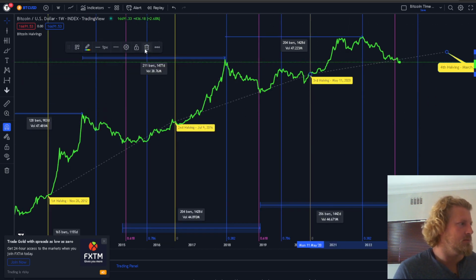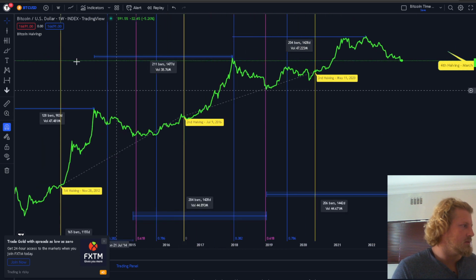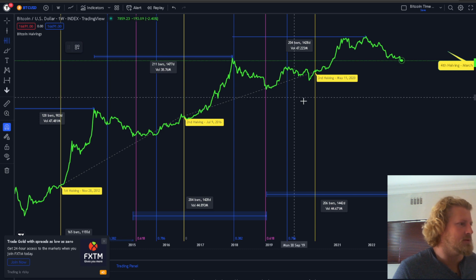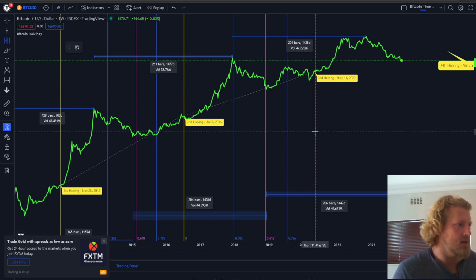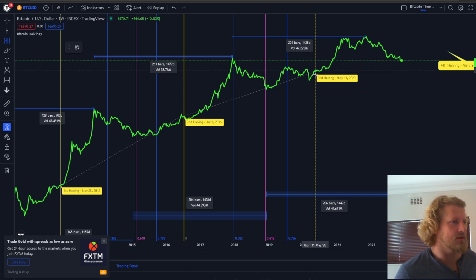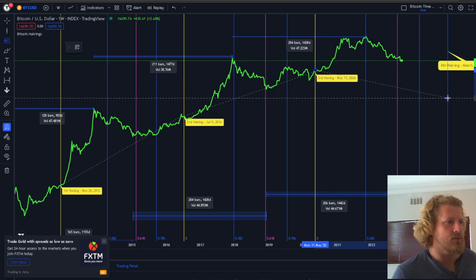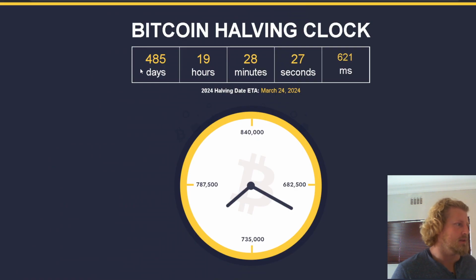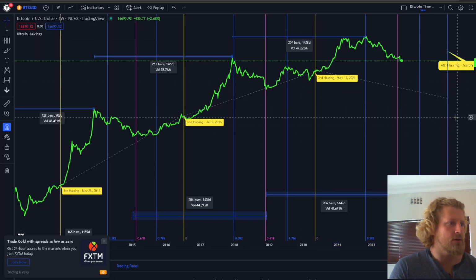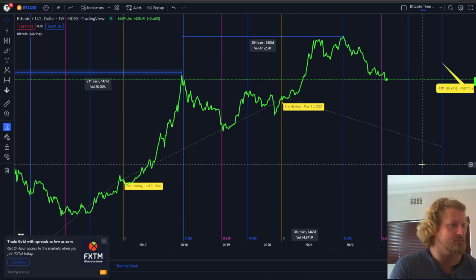I'm just going to remove one so we can see how this works. So you select your Fib time zone analysis tool on the left here. You plot it on where the halvening happened, which in this case was the 13th of May, and then we pull it to where the next halvening is going to be. So over here you can see that the predicted next halvening will be in March 2024, excuse me. So that is our target over here.